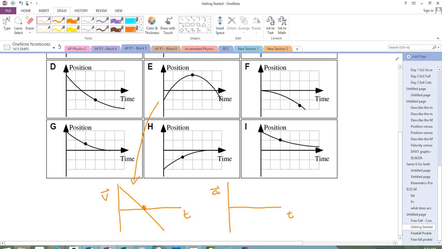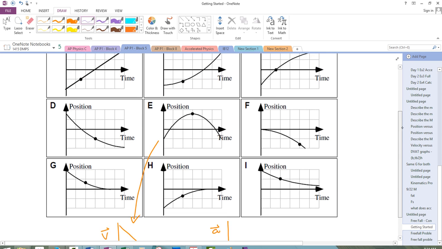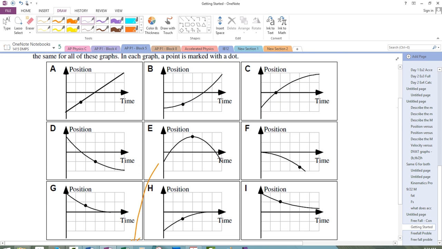So now going back to the question at hand. Is the acceleration 0 anywhere here? No. Is that okay? The only time that you're going to have zero acceleration is when the slope of the position versus time graph is what? Is that okay? Yeah.